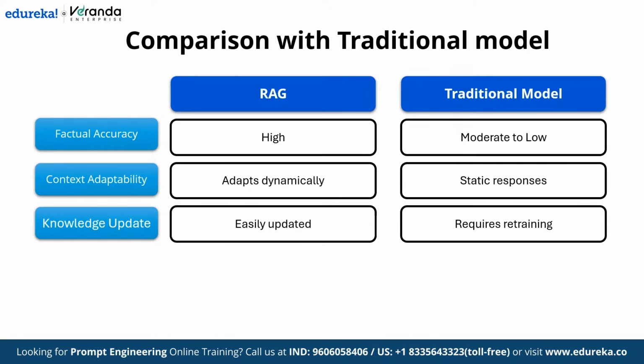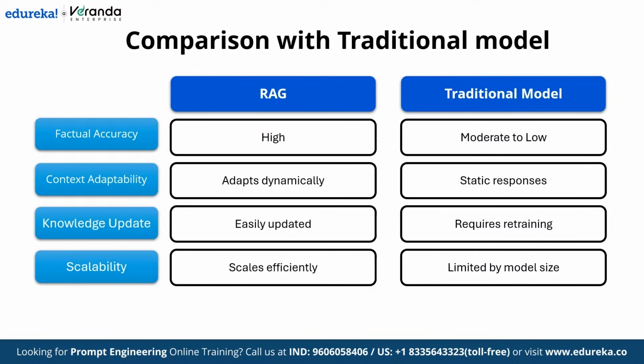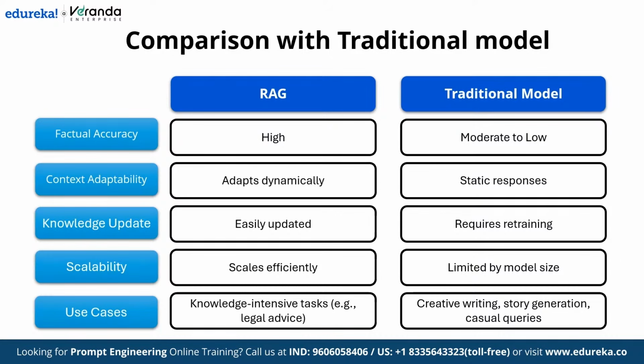Next, we have knowledge updates. RAG is easy to update, just change its data source, whereas traditional models need retraining which takes time. Then we have scalability, whereas traditional models are limited by their size and training data. And then we have use cases. RAG is great for tasks like legal advice or customer support, whereas traditional models work well for creative writing or casual queries. So here I want to conclude that RAG is ideal for knowledge-based tasks needing accuracy and flexibility, while traditional models are better for creative uses.